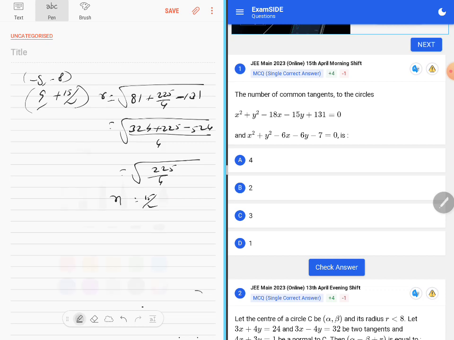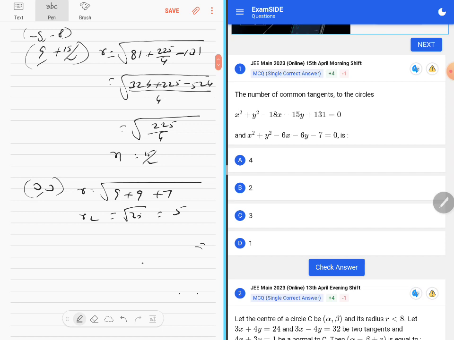Let's go to the next circle. What is the center of the second circle? It's 3 and 3 are the centers, and the radius, which is root of g square plus f square minus c, which is plus 7, which is root of 25. So you know r2 is equal to 5. Now you've got the two circles, center and the radius.